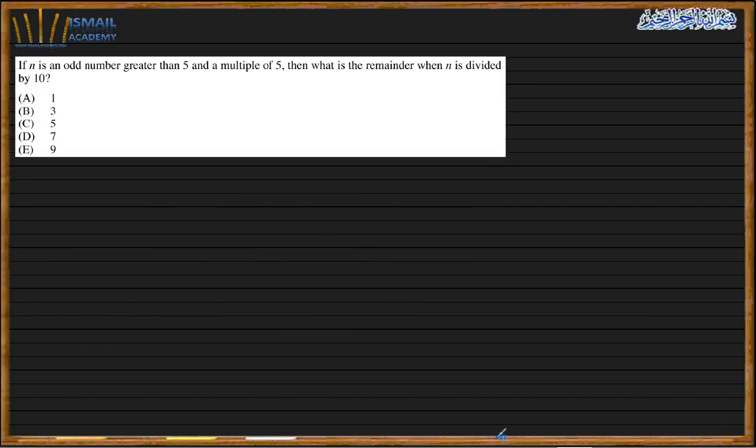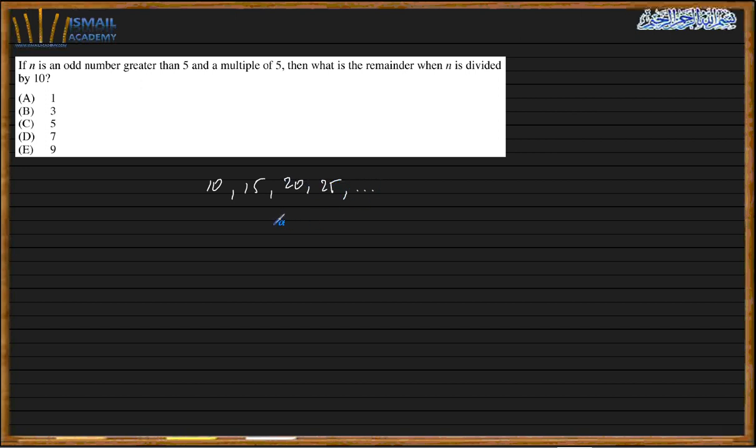if n is a number greater than 5 and a multiple of 5. Alright, it's greater than 5 and a multiple of 5. What are the numbers greater than 5 and a multiple of 5? So we know it's 10, 15, and 20, 25, and so on.